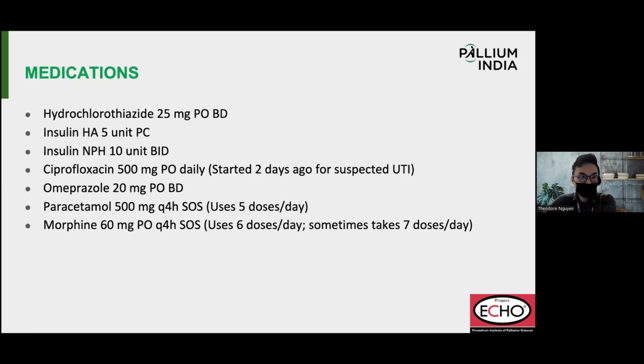For current medications, he's currently taking hydrochlorothiazide, insulin, and he was started on ciprofloxacin 2 days ago for suspected UTI, and then omeprazole BD, and then paracetamol 500 milligrams Q4 hours SOS. He reports using 5 doses a day on average. And for morphine, he's currently on 60 milligrams PO Q4 hours SOS, and he states that he's using 6 doses per day and sometimes takes 7 doses because the pain is so severe.